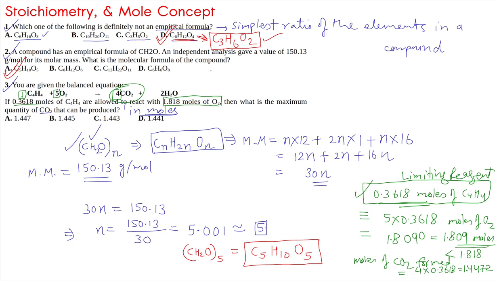So let us see which is the correct answer here. 1.4472. So the nearest correct answer should be A, 1.447 rounded to 3 decimal places. So the correct answer is 1.447, that is the first answer.